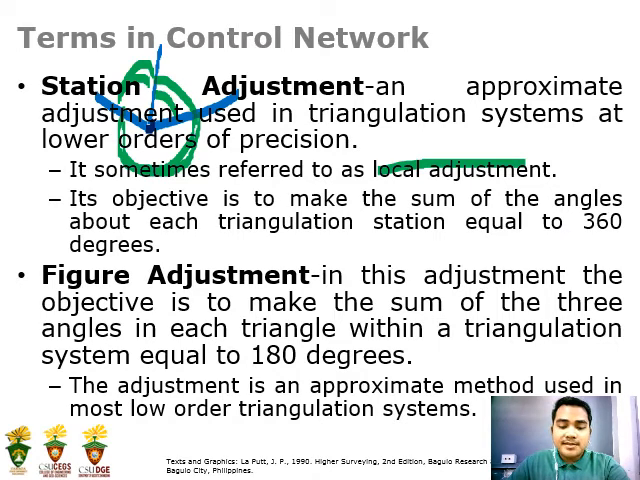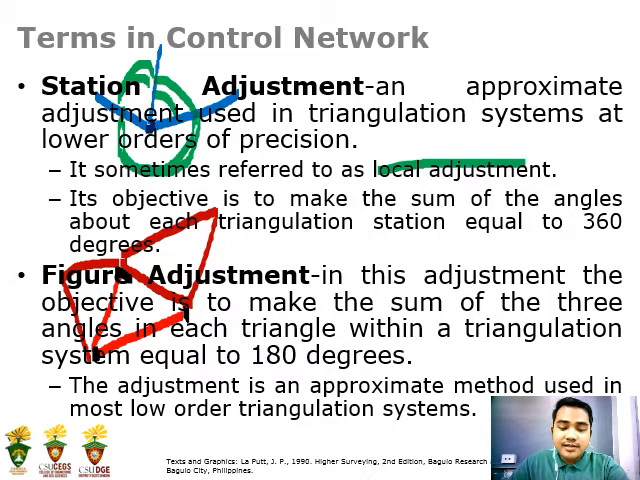So now, what this means, class, is, for example, a triangulation station here, with lines going to another triangulation station, and another triangulation station. So here is another line connecting these triangulation stations, and so on and so forth.